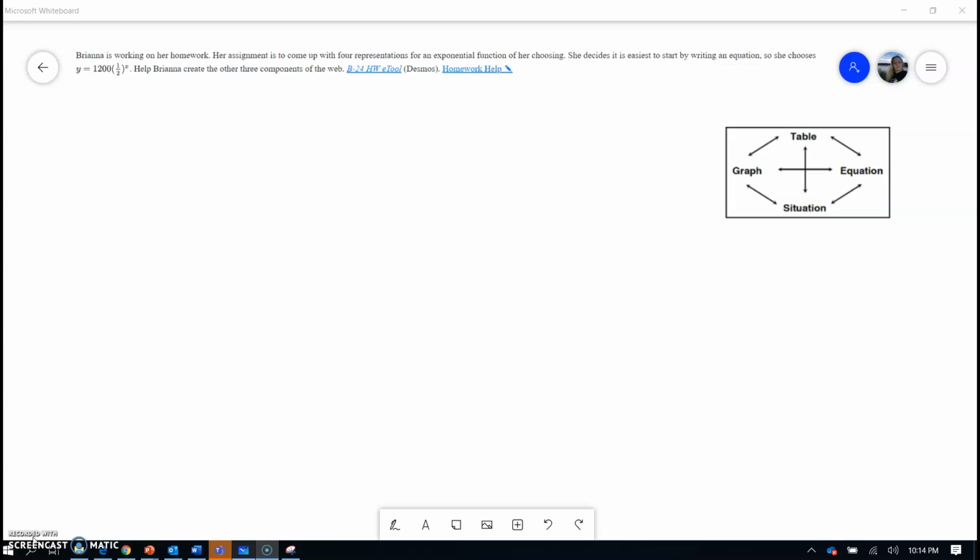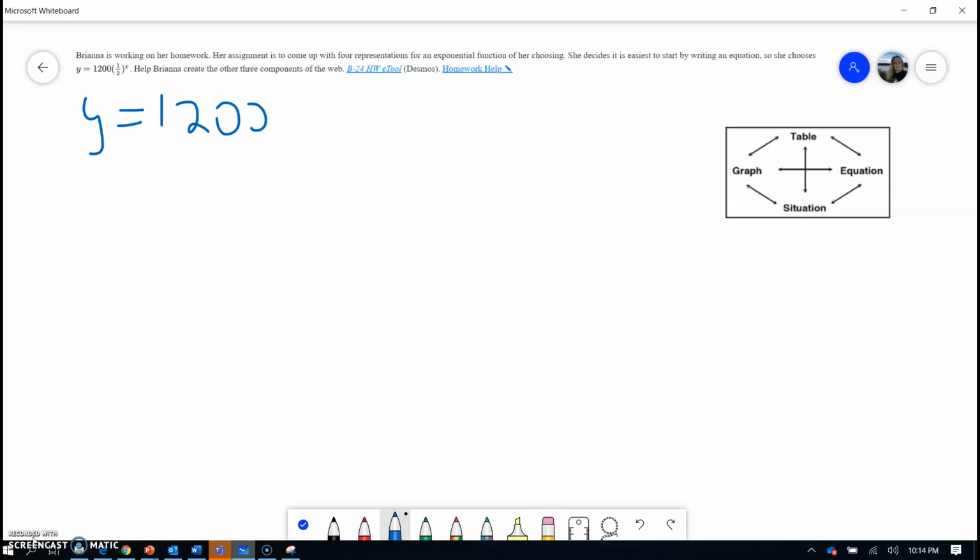It says Brianna is working on her homework. Her assignment is to come up with 4 representations for an exponential function of her choosing. She decides it's easiest to start with writing an equation. So she chooses this equation here. I'm going to write it. y equals 1200 times (1/2) to the power of x. Help Brianna create the other 3 components of this web.